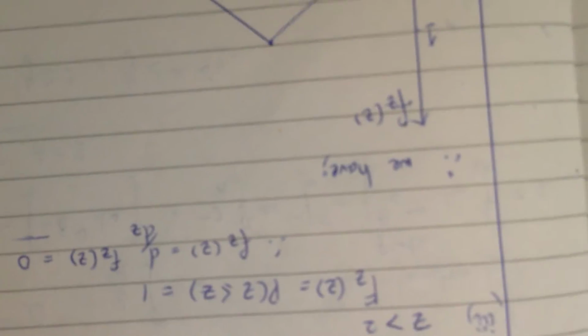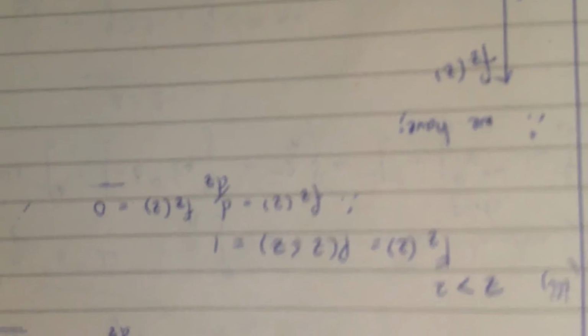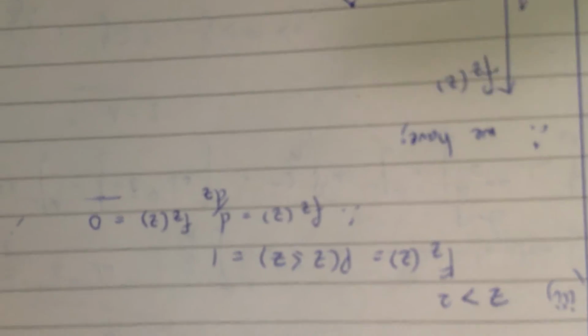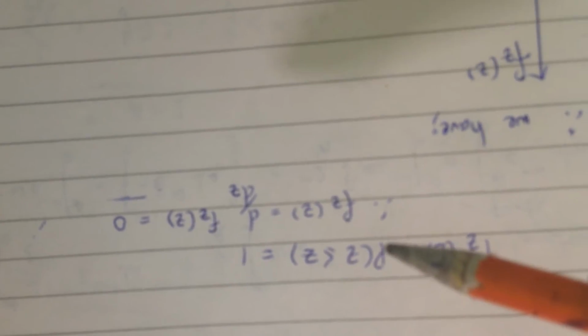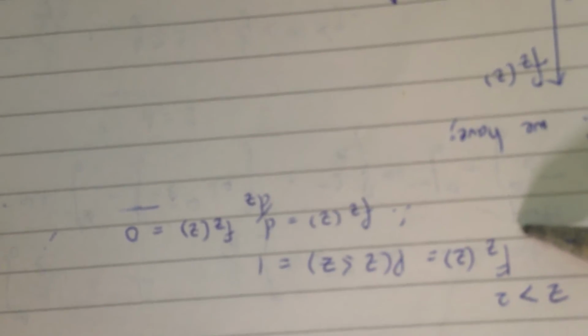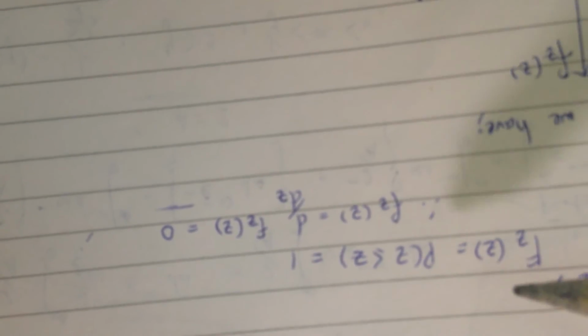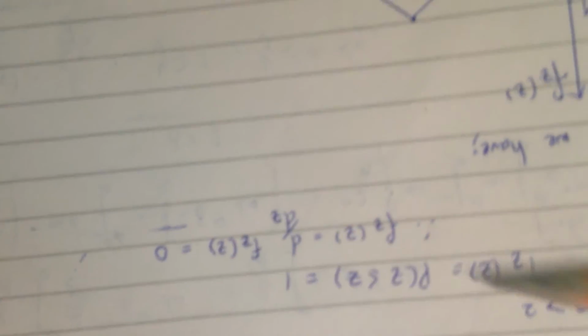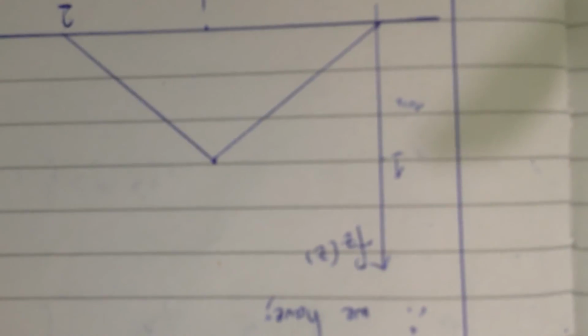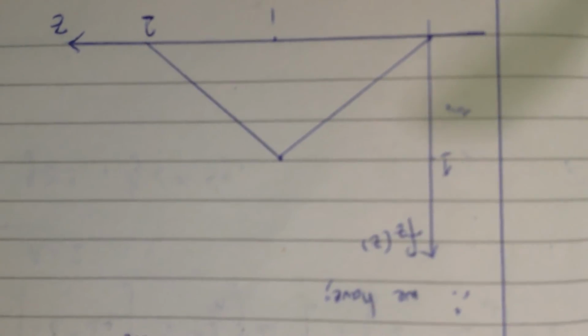Then for the other region, when z is greater than 2, we know that the probability will be 1, so the CDF would be 1 as well, and the density, the derivative of the CDF, will be 0. So we have the same function that we derived from before.